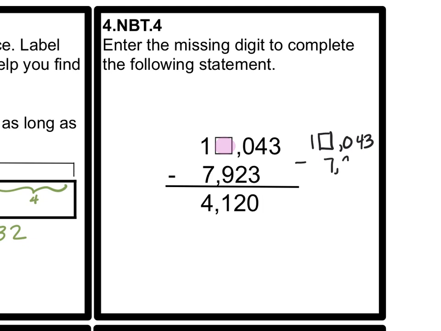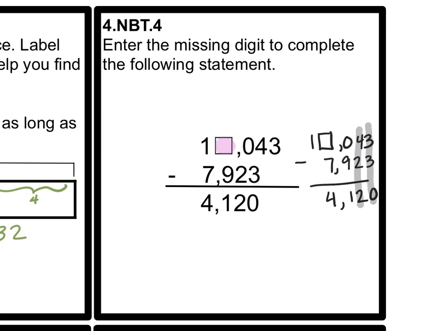Minus 7,923 will give me a total of 4,120. So I'm going to go ahead and double check and make sure everything lines up. So I'm looking at my ones column. 3 minus 3 is 0. 4 minus 2 is 2.